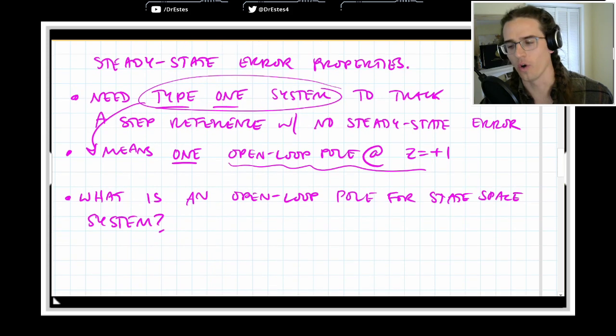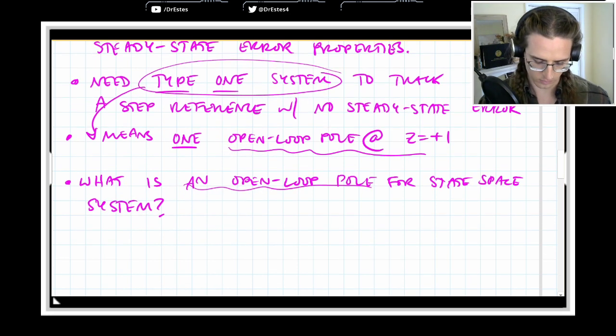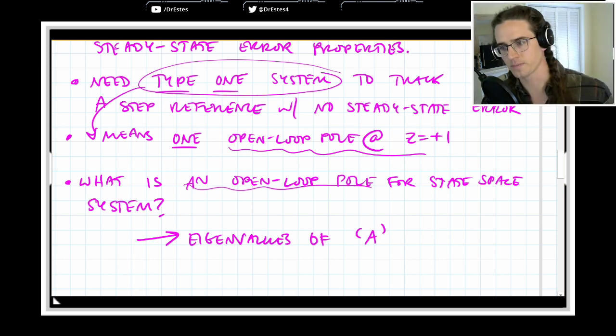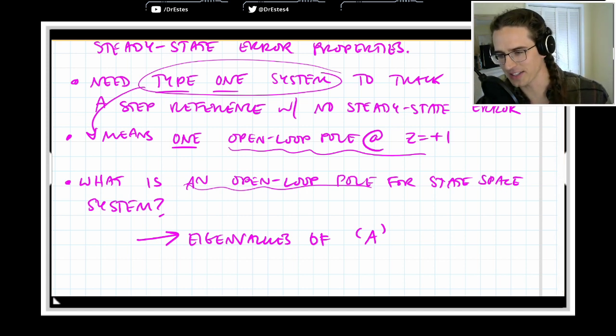Adding something, okay? Well, I'm not talking about how to add a pole yet. I'm just saying, how do I even know what my open loop poles are? Okay, here we go. Here's the answer. Eigenvalues of your A matrix. Yes. Yes, Carl, I know you were on the right track, but it was poles, not zeros.